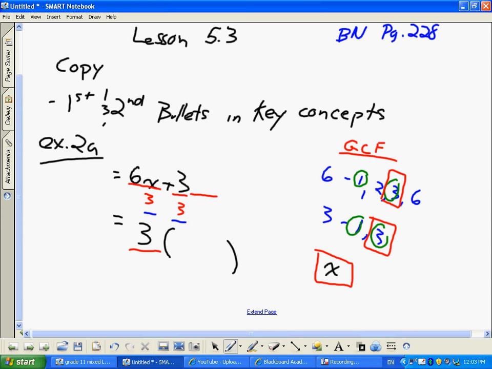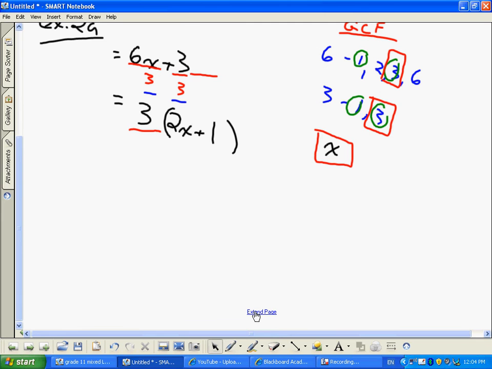So we have 6x divided by 3. Anyone know what it's going to be? 2x. So I'm left with 2x. And 3 divided by 3? Positive or negative? Positive. 1. That's it. I found the greatest common factor. So my final answer here, my factored form of this is 3 bracket 2x plus 1.